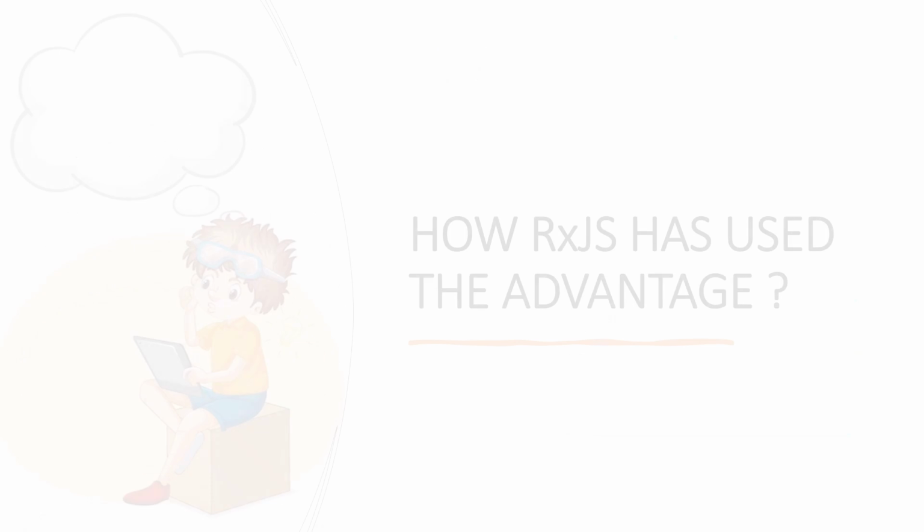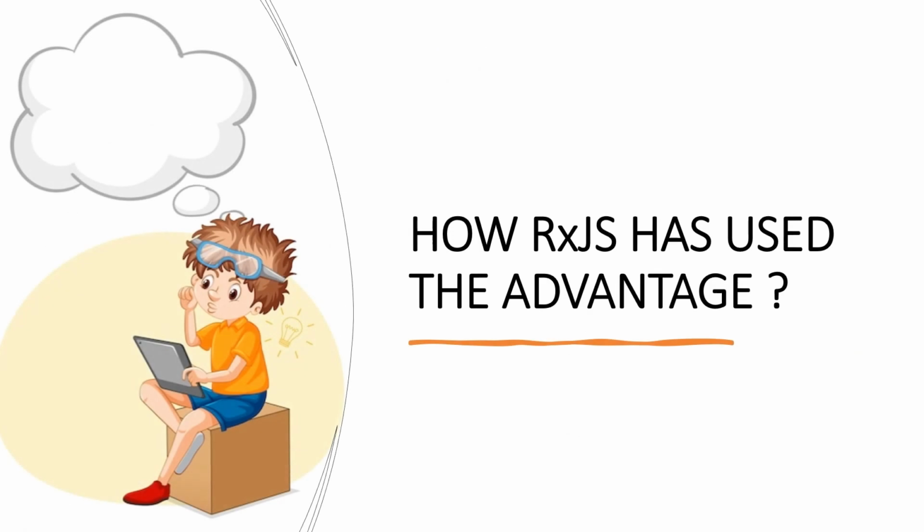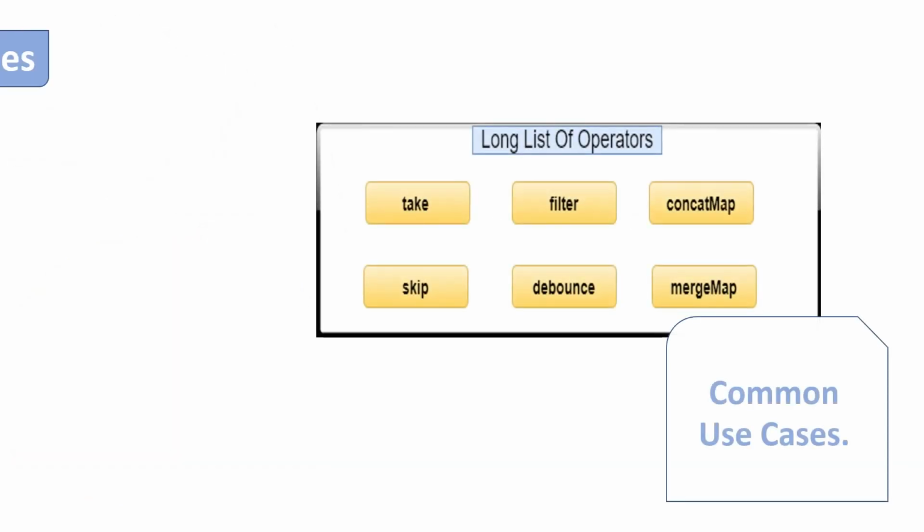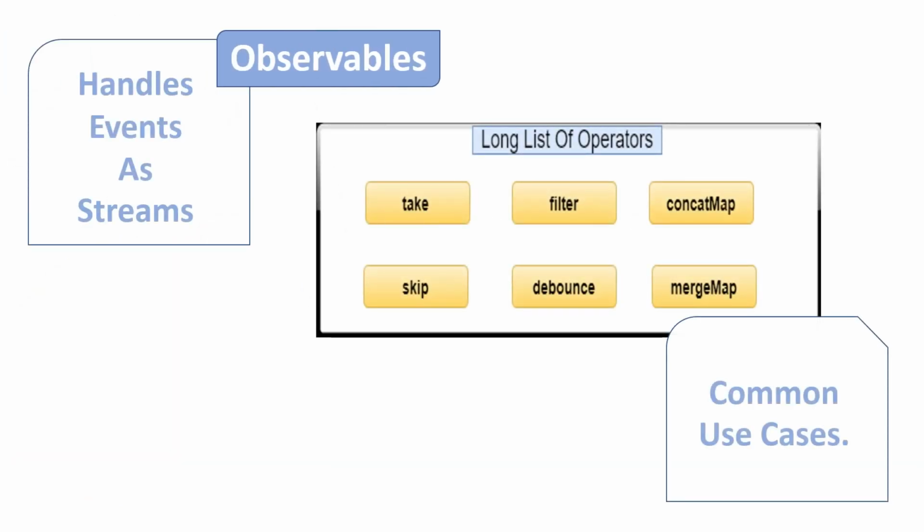Now let's see how RxJS has taken advantage of receiving the input data as streams. RxJS has used these advantages by implementing a large set of operators covering most of our common use cases found across projects. These operators include simple APIs for filtering, for grouping, for various orders of task execution and many such things. Let's look at a few of them for our understanding.